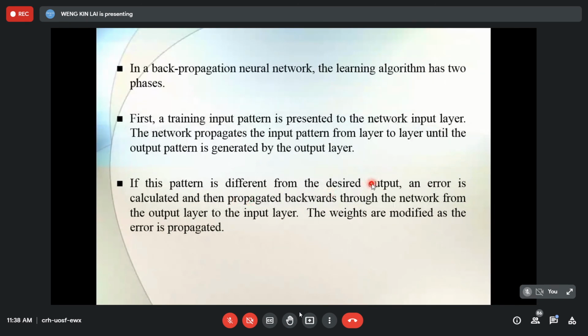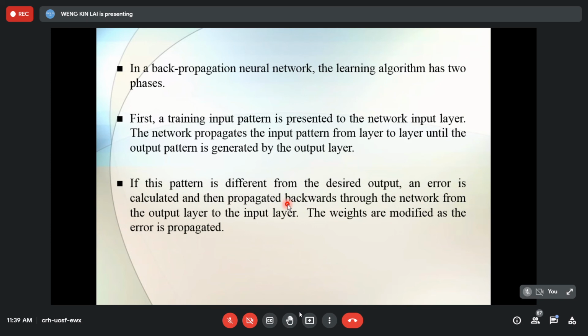Now, if the pattern at the output layer is different from the desired output, as I said before, the error is calculated. Actually, the error is calculated no matter what. The error can be either small or large. Of course, if it is the same as the desired output, then the error is smaller. If not, the error is larger. Now, this is where the difference lies. The difference in your backpropagation algorithm, compared to the earlier perceptron learning rule, is that the error now is propagated backwards.